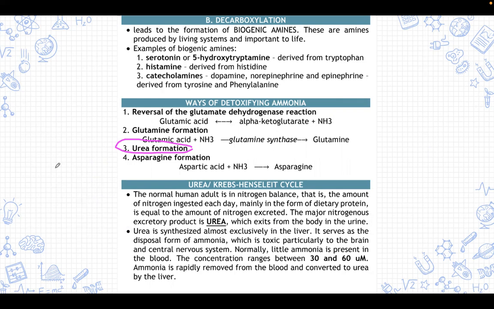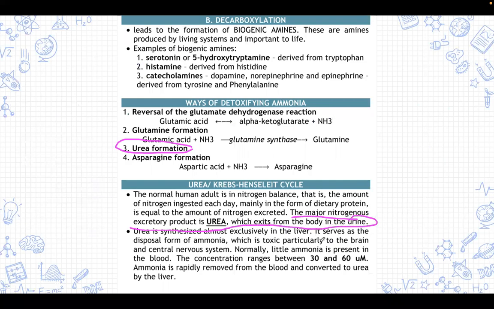The major nitrogenous excretory product is urea, which exits from the body in the form of urine. Again, the major nitrogenous excretory product of your amino acid is your urea, which exits from the body in the form of what?